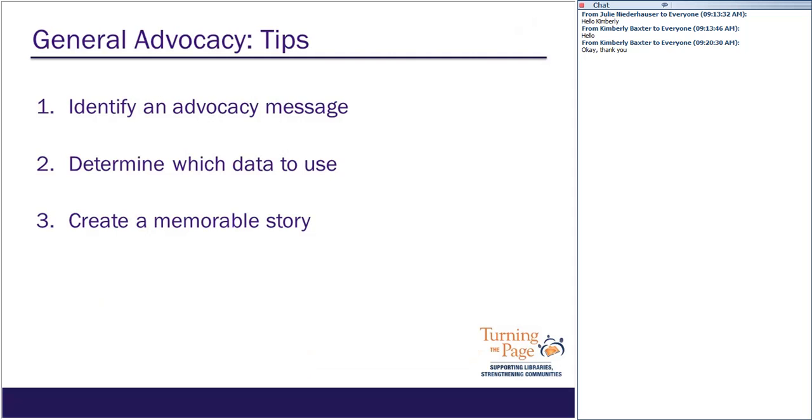So, tips for advocacy, and we're going to go into each of those now, are to identify a key message for your advocacy effort. You need to have a key message. And when you're thinking about that message, determine which of the data that you have will help support that message. And very, very important is to create a memorable story.